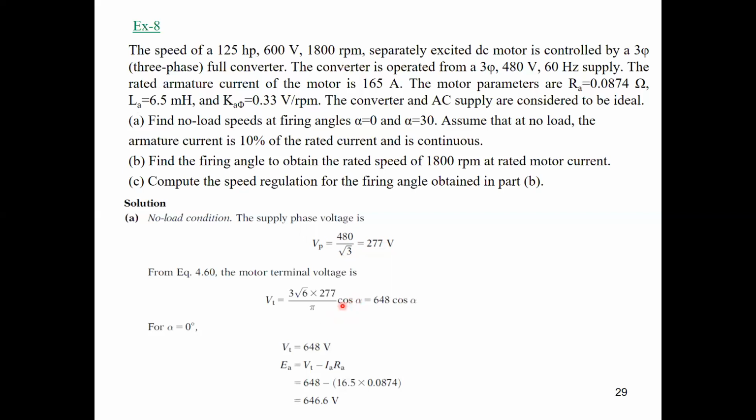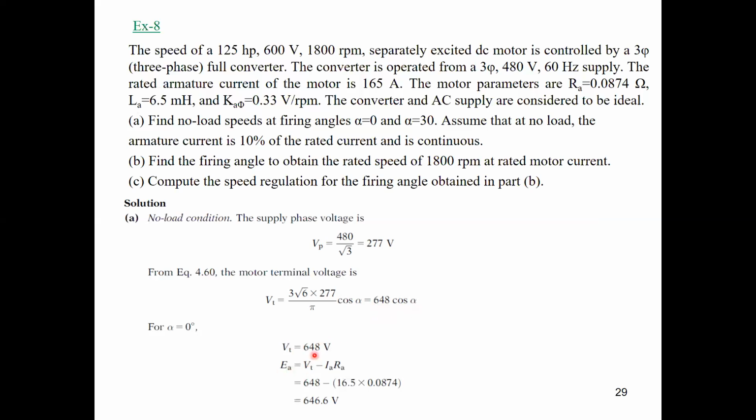V terminal equals 3 by square root of 6 multiplied by V phase, divided by pi, multiplied by cosine alpha. So it will be equal to 648 cosine alpha. Now we can substitute at alpha equals 0, where cosine 0 equals 1.